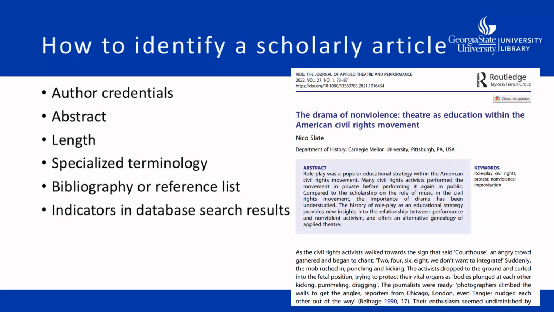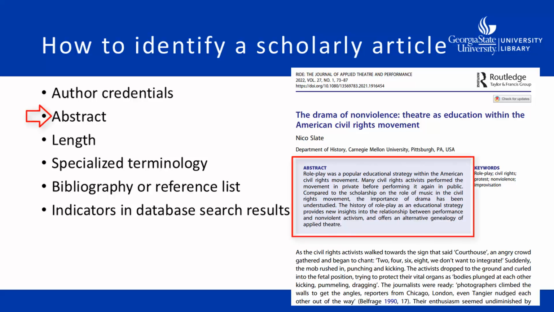So how can you tell if an article is scholarly? Here are some key things to look for. Author credentials. Often you'll find the author's credentials listed, such as a PhD or their affiliation with a university or research institution. Abstract. Most scholarly articles include an abstract, which is a brief summary of the article's main points and research findings.